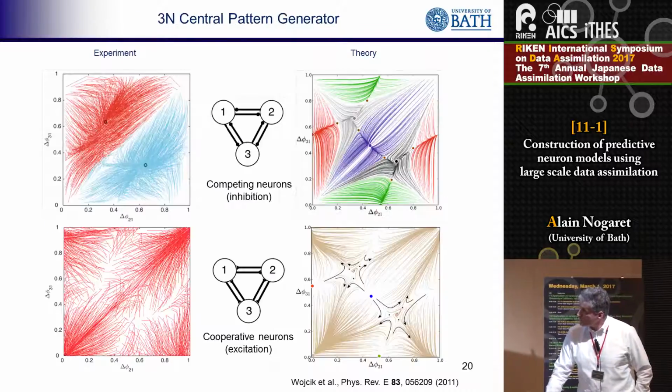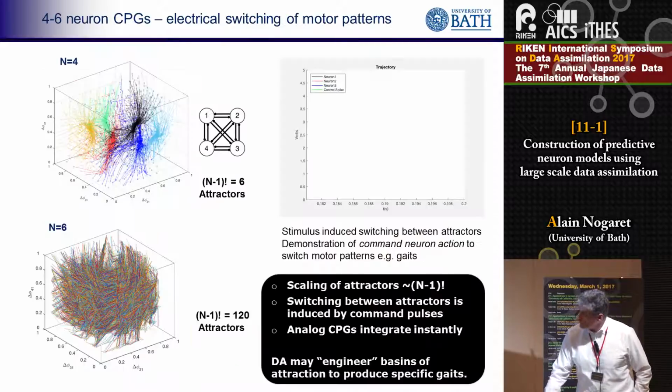Data assimilation can also be used for engineering the attractors in chaotic neural networks.